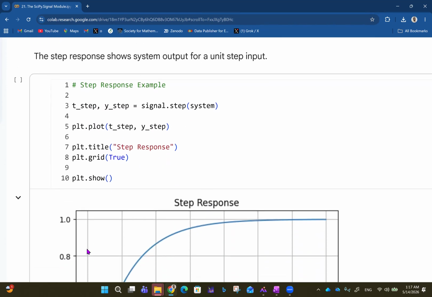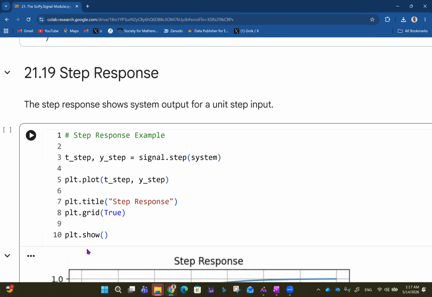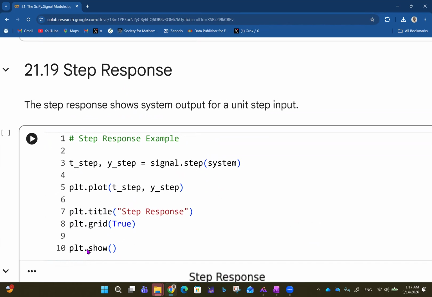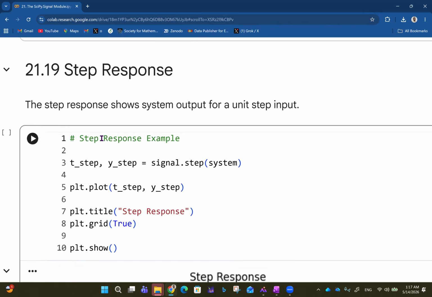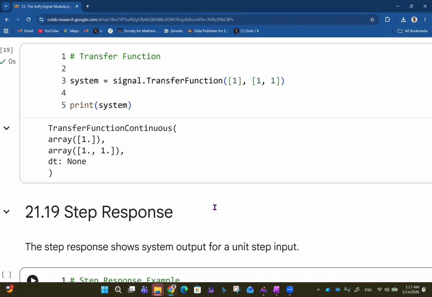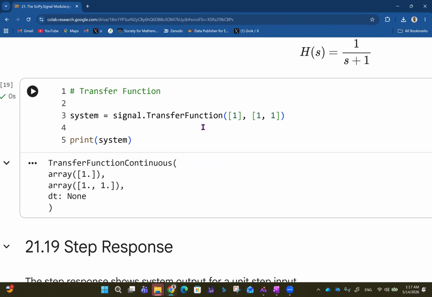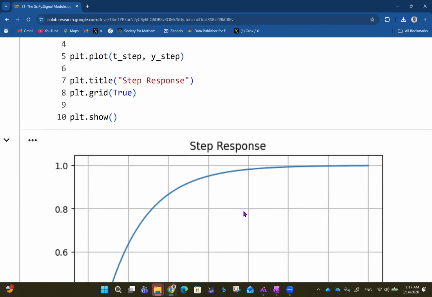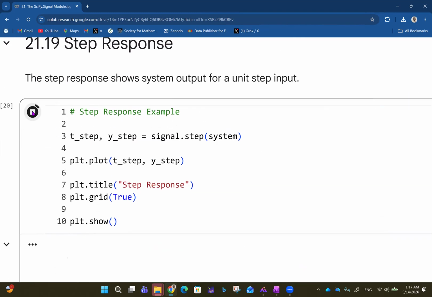Then you can also talk about step response. The step response shows system output for a unit step input. So we have t_step, y_step equals signal.step of whatever system. I think we came up, yeah, the system is coming from here now. So if you plot that, this is the kind of thing you get.